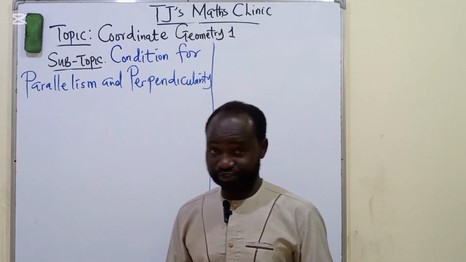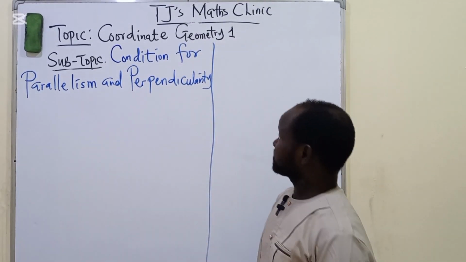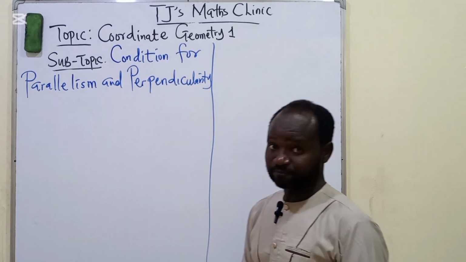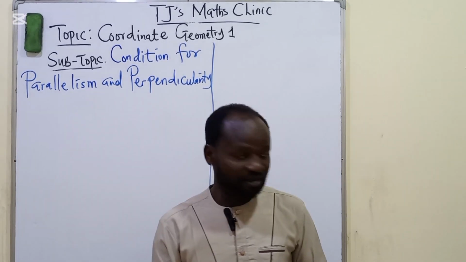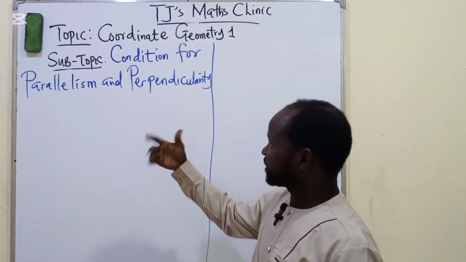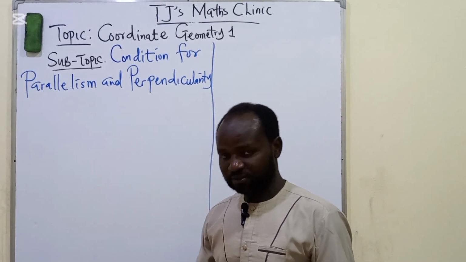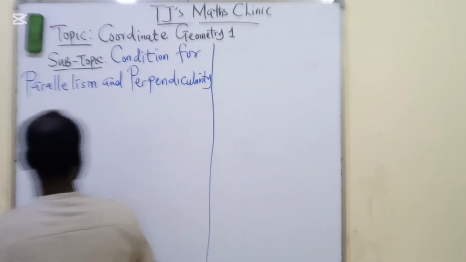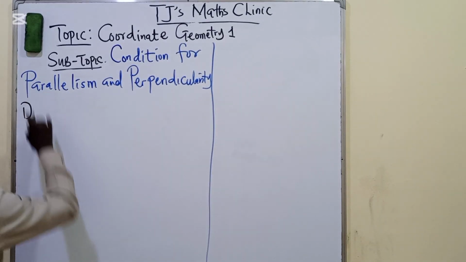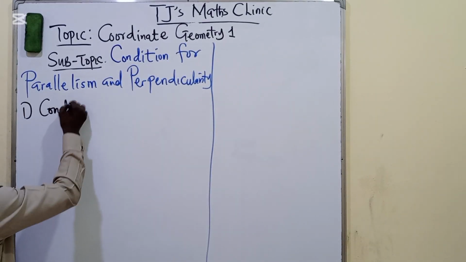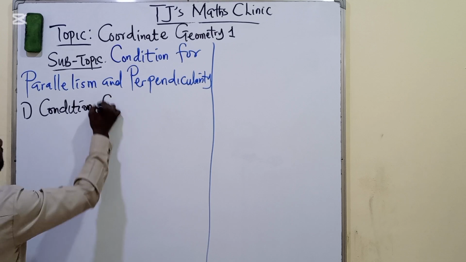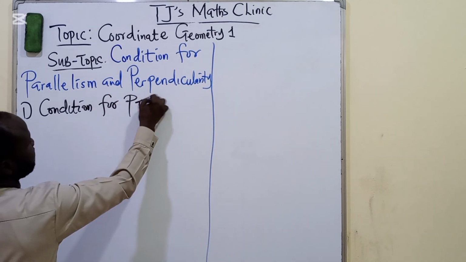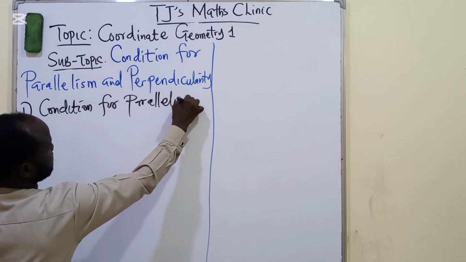In today's presentation, we continue with our lesson on coordinate geometry 1. In today's lesson, we are looking at condition for parallelism and perpendicularity. Let's look at the concept. Let's start with condition for parallelism: the condition for two lines to be parallel to each other.